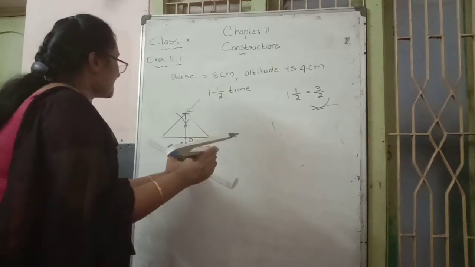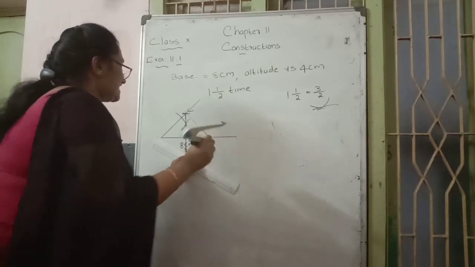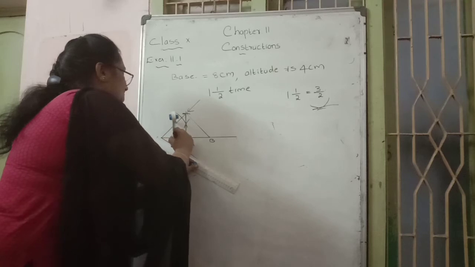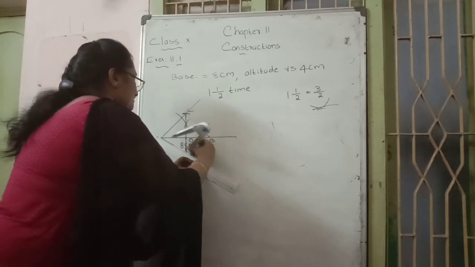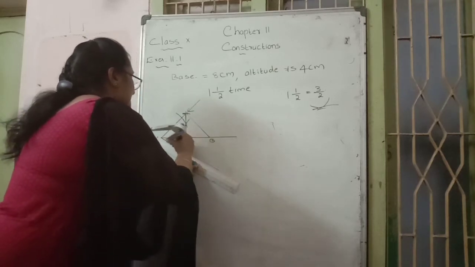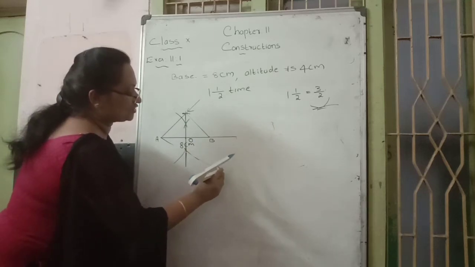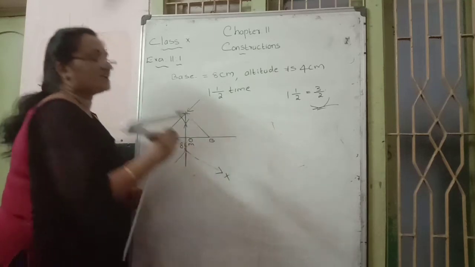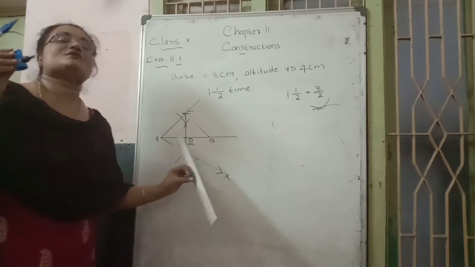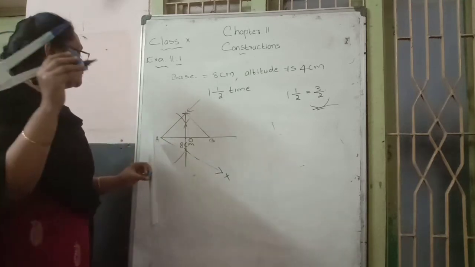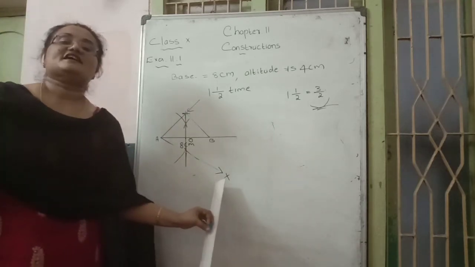BAX is our acute angle. Draw BAX as our acute angle. A small line is enough. Mark it with an arrow mark here. AX is the ray. Ray means one is the initial point, the other is the extended side. That's why AX is the ray.